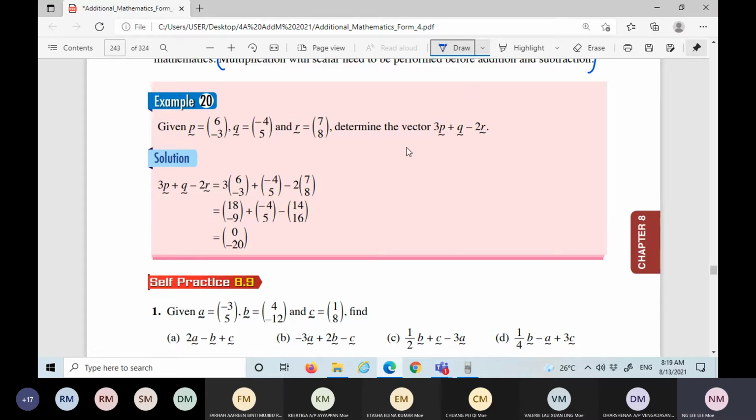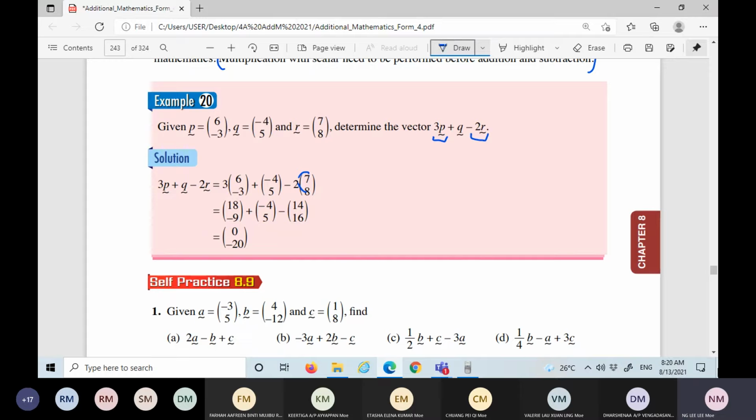Okay, P, Q, R is given. They want you to find 3P plus Q minus 2R. So you settle the multiplication of the scalar first. 3 times 6, you get 18. 3 times negative 3, you get negative 9. The 2 also bring in first. 2 times 7 is 14. 2 times 8 is 16. Only then you operate the addition and the subtraction.